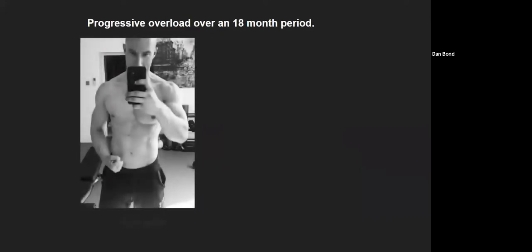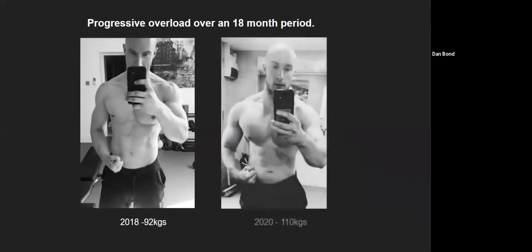So here's me in about 2018. You can see I've got a little bit more aesthetics. I'm a lot leaner, about 92 kilos at the time. And then this is me, again, 2020, about 18 months, a little bit over maybe. Obviously, there's a change in aesthetics, but you can see quite clearly the difference in muscle mass left to right.